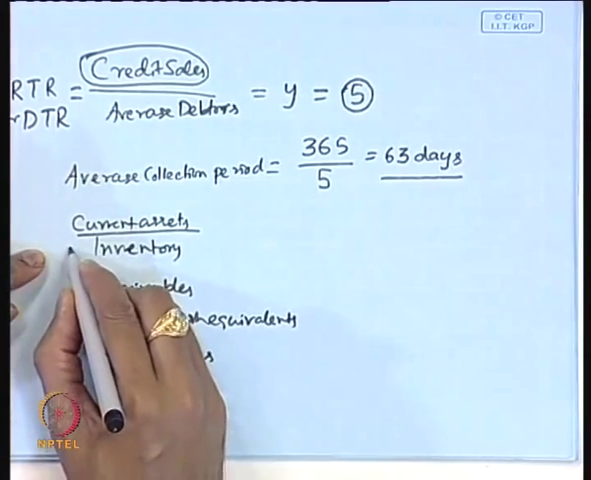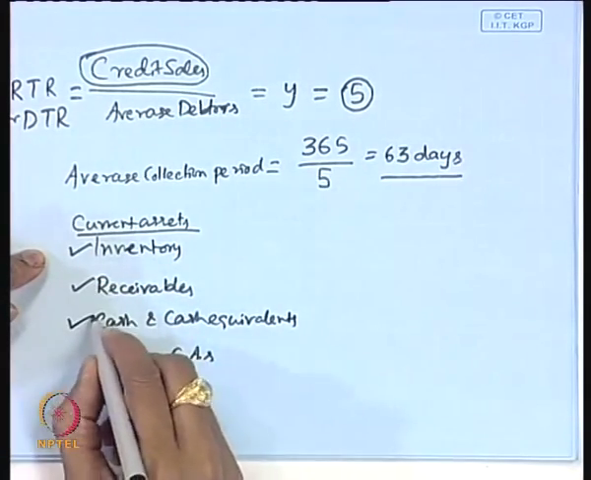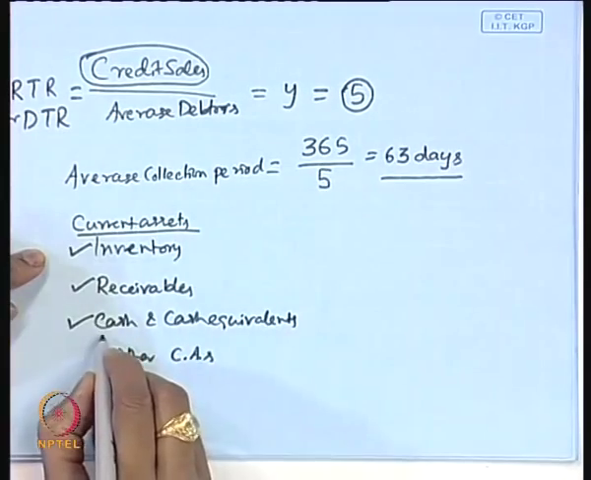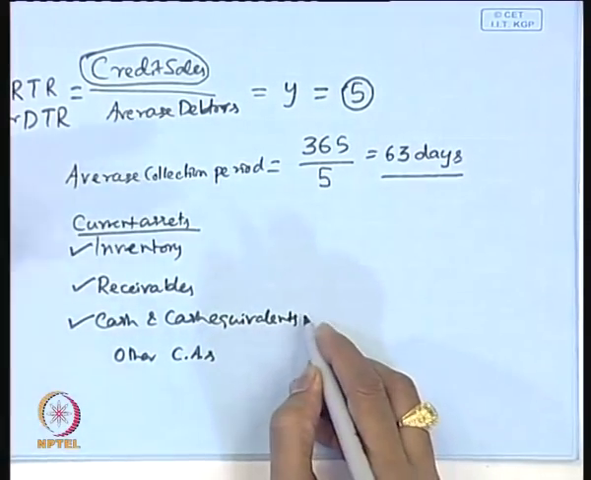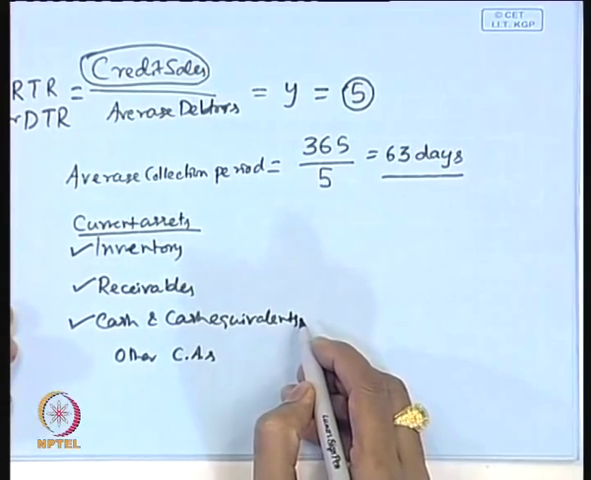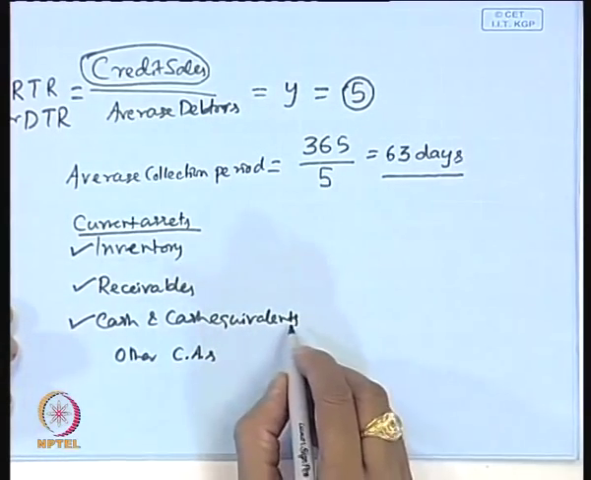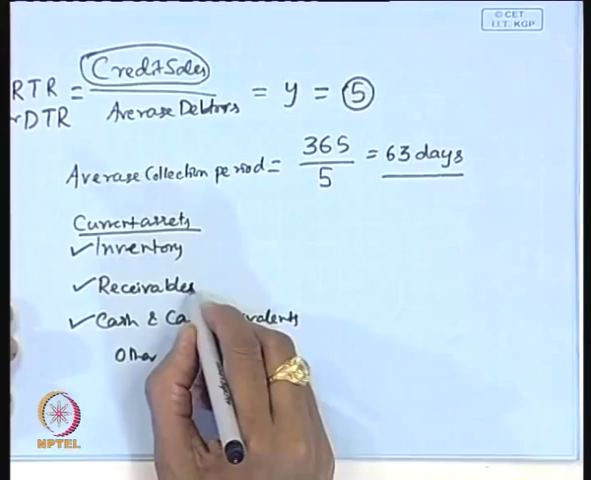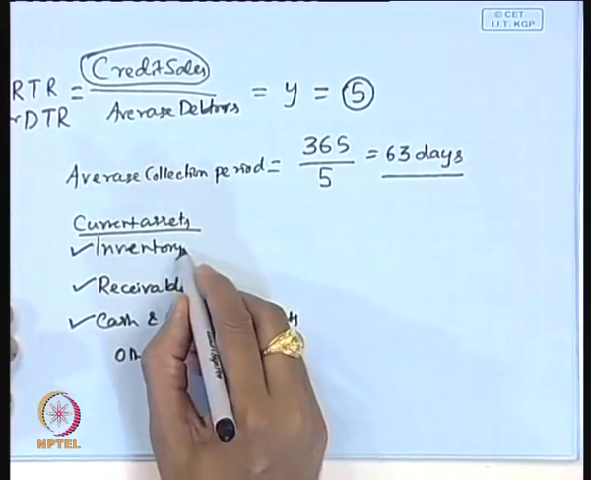So, if you look at this inventory, receivables and cash equivalent, obviously this particular current asset called cash and cash equivalent is already liquid, and whenever somebody needs the money, it can be paid out of this. The receivables are a little more liquid compared to inventory, and inventory is the least liquid among the current assets.